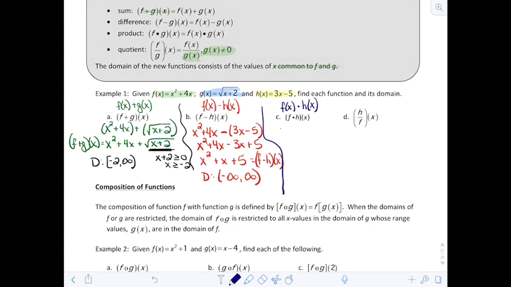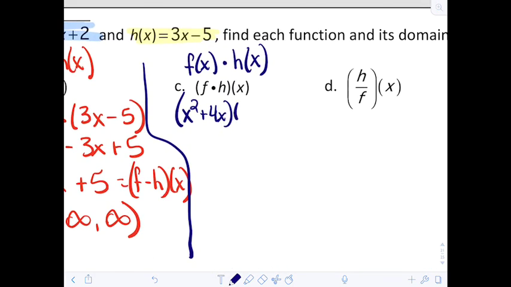As we write these out, I have x squared plus 4x and I have 3x minus 5. Okay, so two binomials essentially, so we're going to FOIL. X squared times 3x gives me 3x cubed. The outer, negative 5 times x squared is minus 5x squared. The inner will give me plus 12x squared. And the last will give me minus 20x.